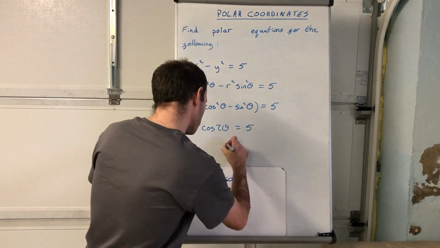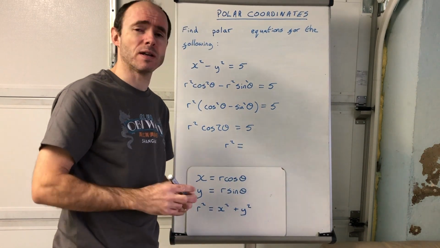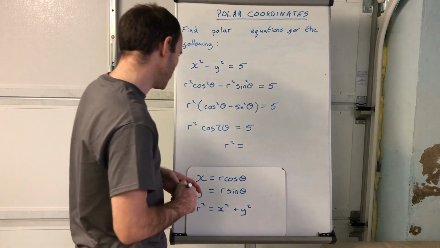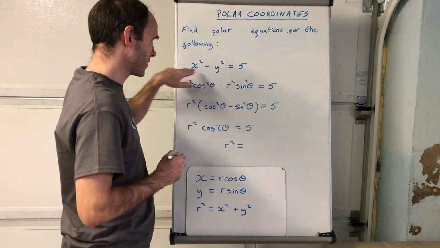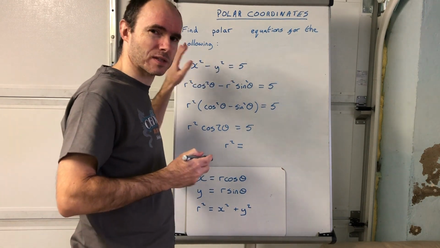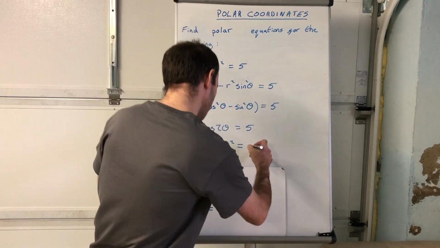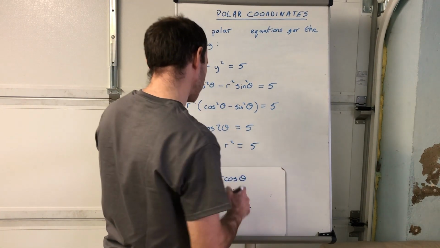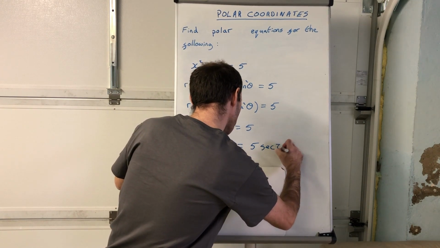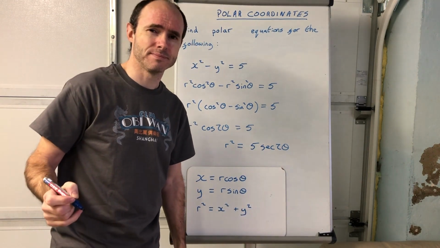Now, we're not really going to be able to conveniently make r the subject in this one, so the next best thing is to make r squared the subject, okay? And that's what we're going to do here. It's like in this one, with the Cartesian form, it's not convenient to make x or y the subject, is it? So we just keep it as x squared and y squared. Same with this. And we're going to put that onto that side. And the most convenient way of writing that is to write it as 5 sec 2 theta. Okay? And that's that one done.